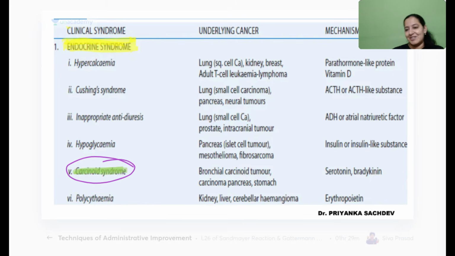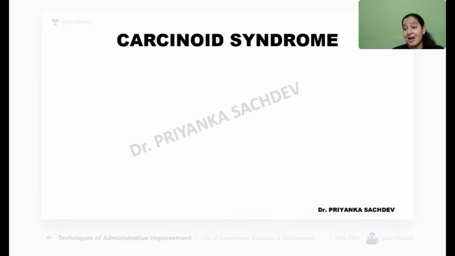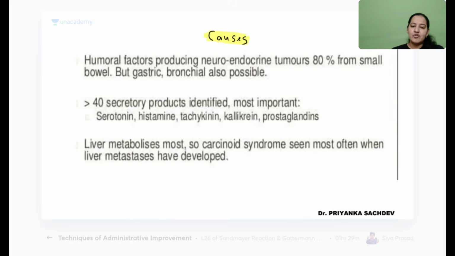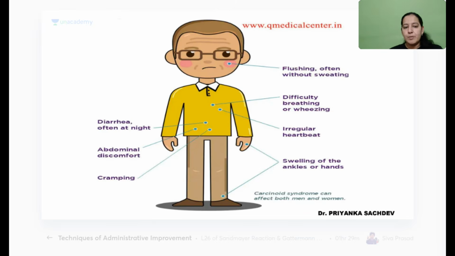Last is carcinoid syndrome. What is carcinoid syndrome? Some tumors secrete serotonin. Which tumors? Gastric and bronchial, cancer of the stomach or lung. They are secreting serotonin, so the patient presents with these symptoms. You know serotonin is an autocoid. In autocoids, there is histamine, and serotonin is 5-HT. So it is an autocoid.